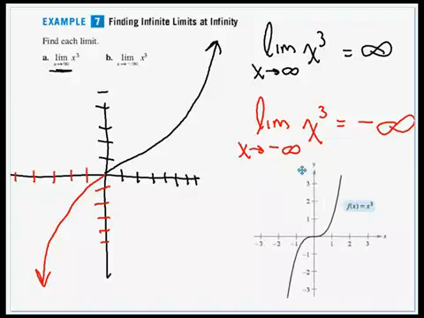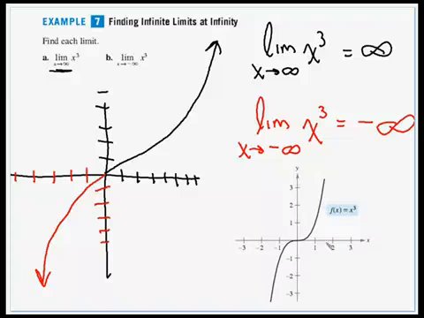Again, here's a more precise graph. But again, we're heading up to the right toward positive infinity, down to the left. So as we head off toward that negative infinity on the x-axis, we're headed toward negative infinity. Positive on the x-axis, positive infinity.